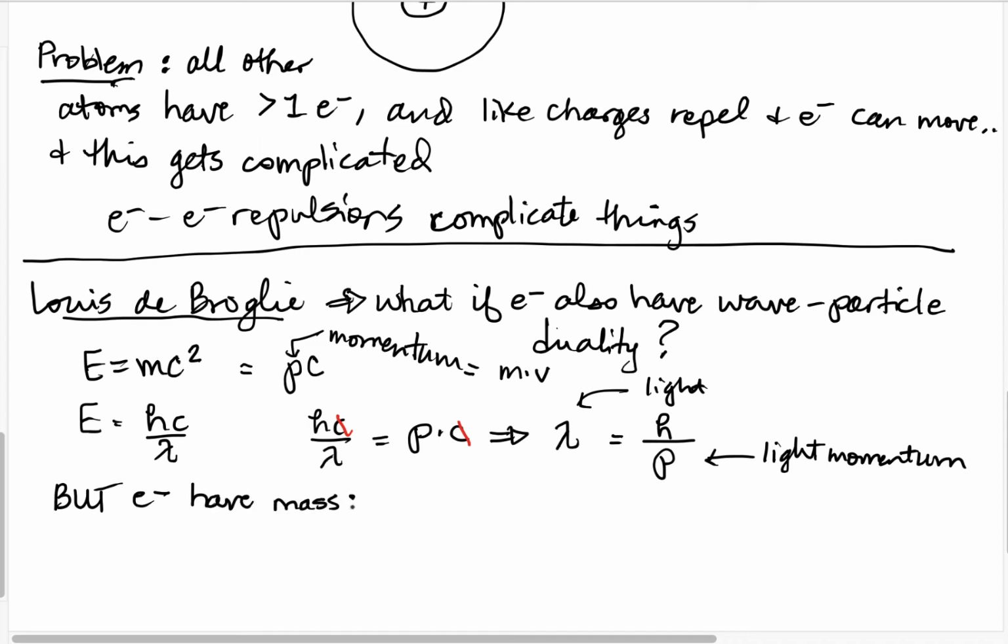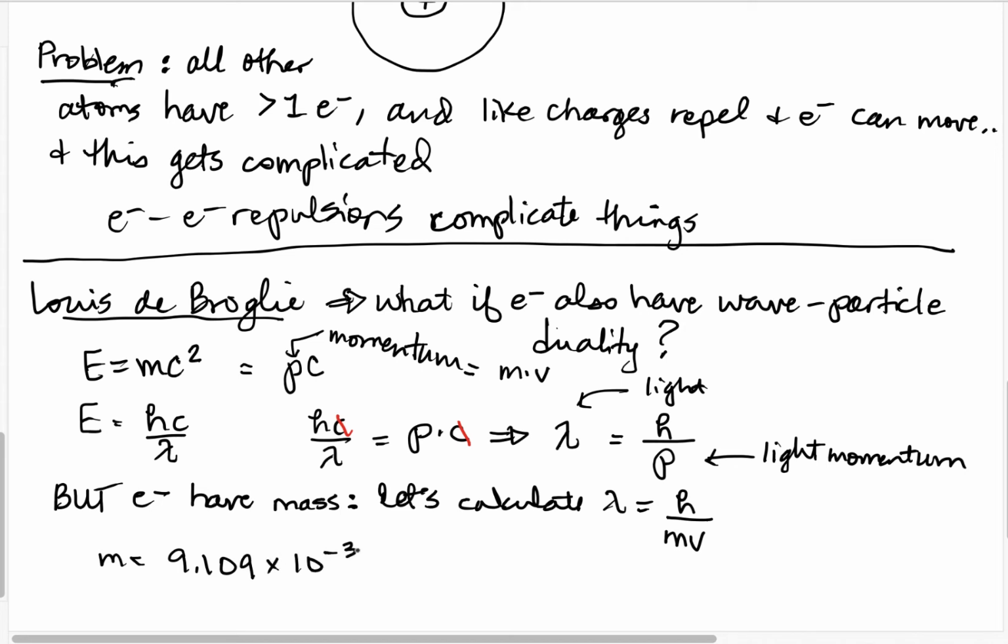So let's calculate the wavelength of an electron using the mass. The mass of an electron, we haven't talked about this in a while, but I'll just remind you, it's 9.109 times 10 to the minus 31 kilograms.